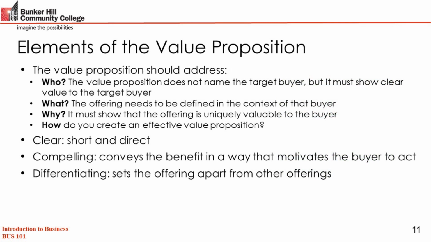The elements of the value proposition consist of the who, what, when, where, why, how type of questions. So who, it doesn't necessarily name the target buyer, but you have to know something about your target buyer. You're going to look at your market segment and figure out if you're marketing to teens, that's who the who is. If you're marketing to middle-aged people, or to people who are parents with children, whatever it may be, that will help you figure out exactly who your buyer is, what kind of products they're going to want, and how best to suit their needs.